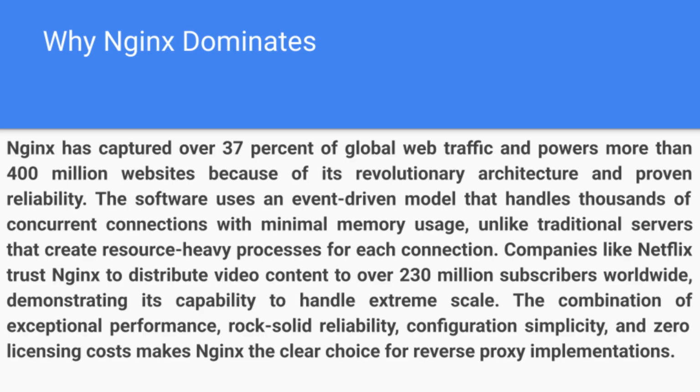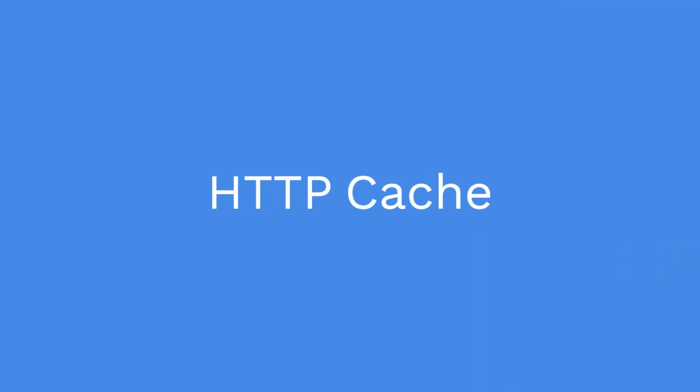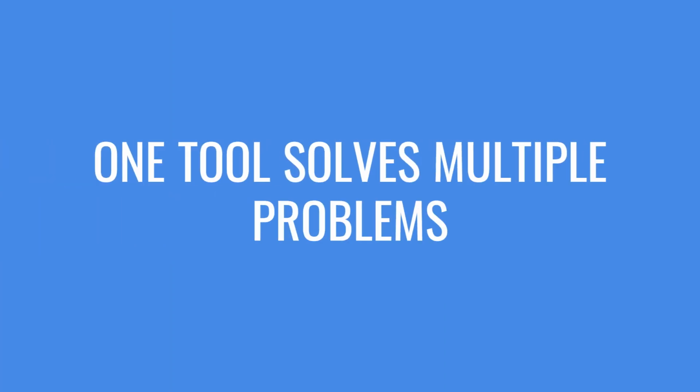Second, reliability. Nginx has been battle tested by companies like Netflix, which streams to over 230 million subscribers worldwide. When Netflix needs to serve 4K video content to millions of users simultaneously, they trust Nginx to handle the traffic distribution. Third, flexibility. Nginx isn't just a reverse proxy, it's also a web server, load balancer, HTTP cache, and media streaming server. This versatility means you can solve multiple problems with one tool.